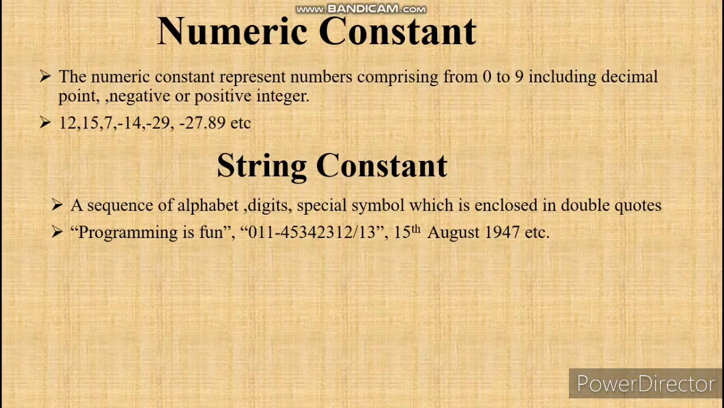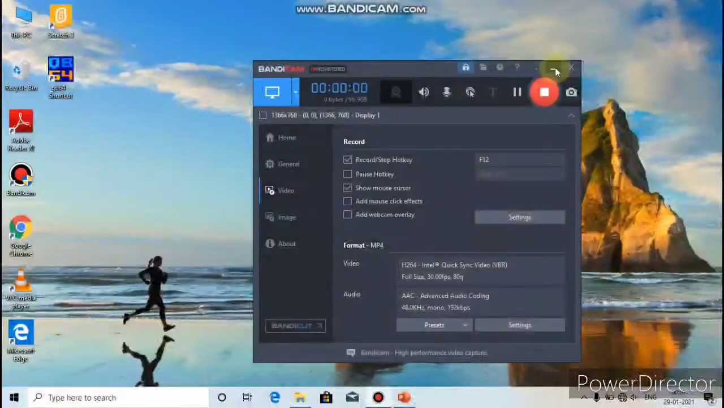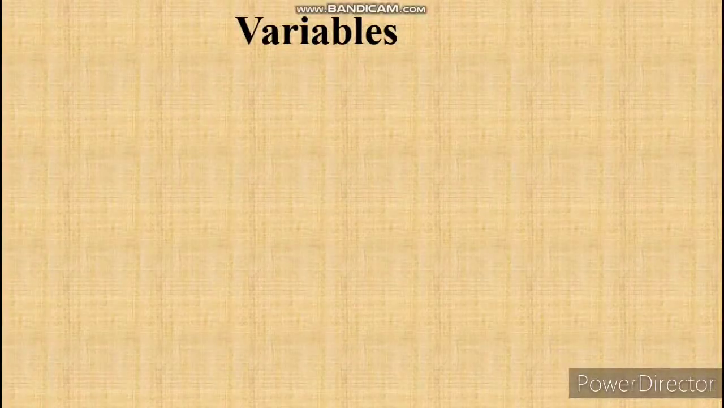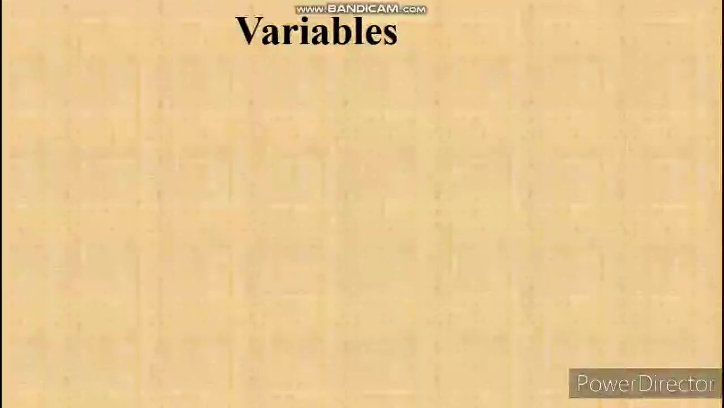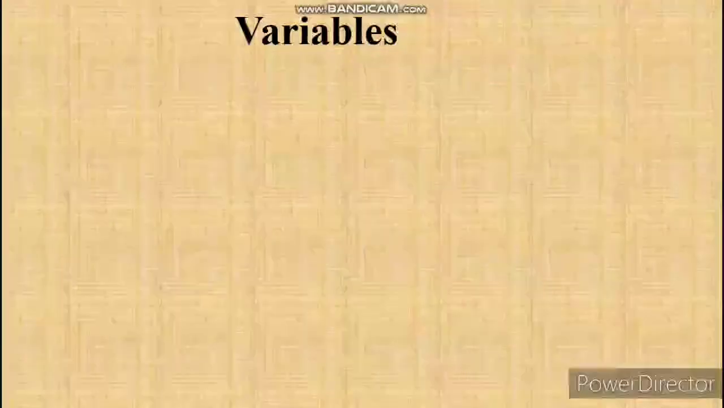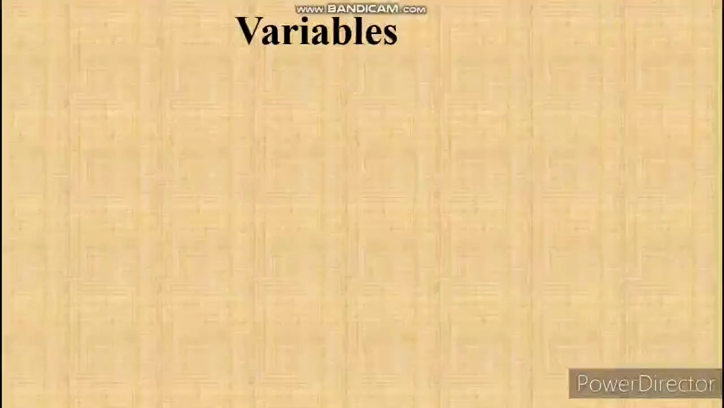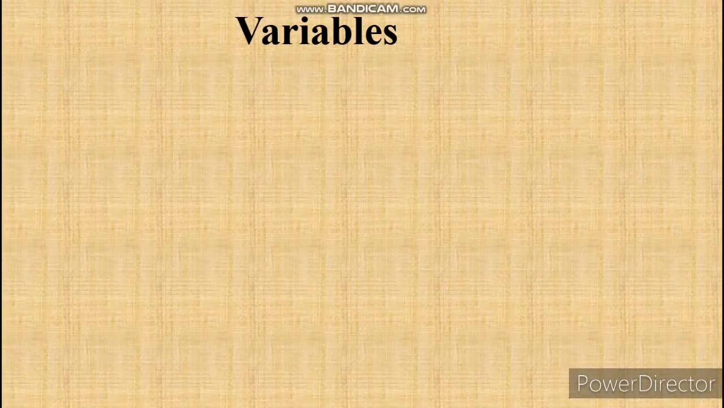Right. Next topic is variable. Variable means something that can change its value. Right. In contrast to a constant, a variable changes its value at the time of execution. Right.